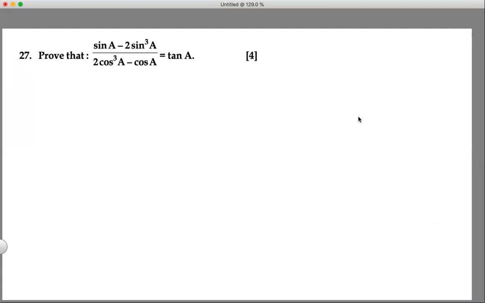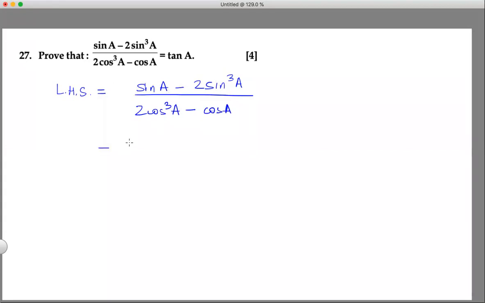So how would we do this? We will start from the left hand side. It is equal to sine A minus 2 sine cube A by 2 cos cube A minus cos A. We can clearly see we can take commons out. We will take that and that will give us a tan A term.